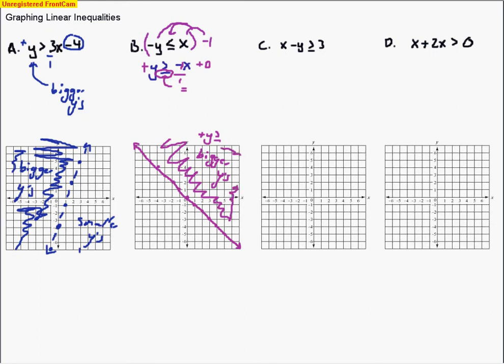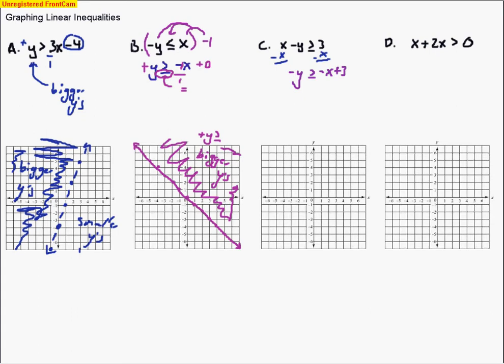Take a look at the next one. This one requires a little bit more work. We need to get y by itself. A couple ways we can do that, and the way I'll do this one is I will go ahead and just subtract x. And when we do that, we go ahead and rewrite our equation here. We've got a -y greater than or equal to, and then -x plus 3.